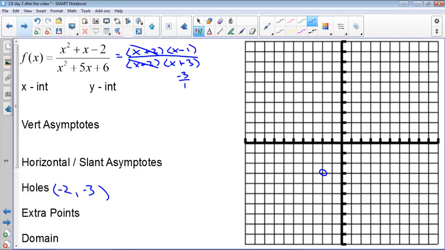Now we do all the information on what remains. We don't go back to the original. X-intercept is 1, 0. Y-intercept is 0, -1/3. When we plug a 0 in, we're left with -1 over 3. We have the point 1, 0 and 0, -1/3. Vertical asymptotes, that's what makes the denominator 0. So -3.